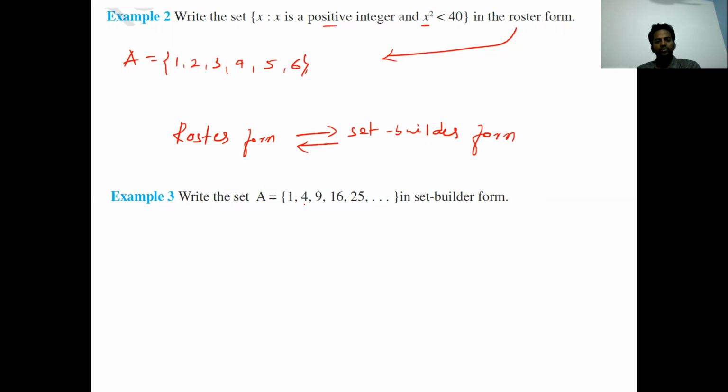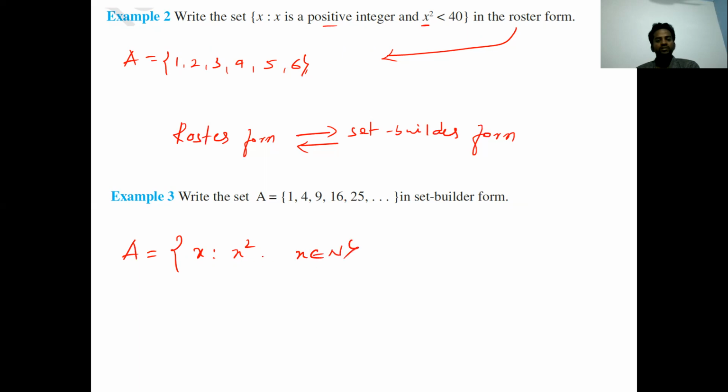Write the set A equal to {1, 4, 9, 16, 25} in the set builder form. So now they have given it in the roster form, and we have to convert it to the set builder form. Now A equal to, here I'll write x such that x square. What is your x value? You have to take that x belongs to natural number.